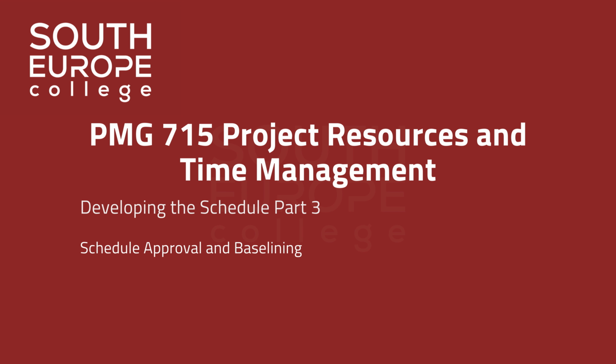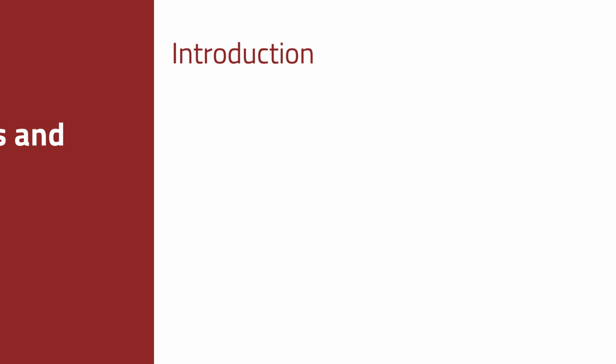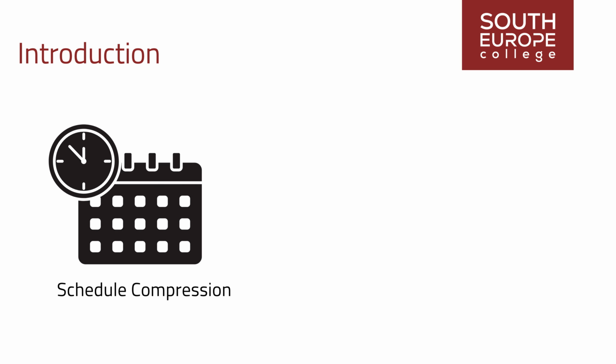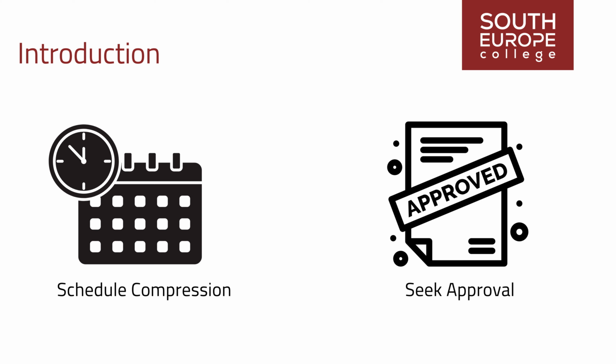Part 3. This segment will cover schedule approval and baselining. Once all needed schedule compression and resource leveling have been performed, the schedule meets project objectives and constraints. The project manager should seek approval for the schedule and set the baseline if it is deemed complete.